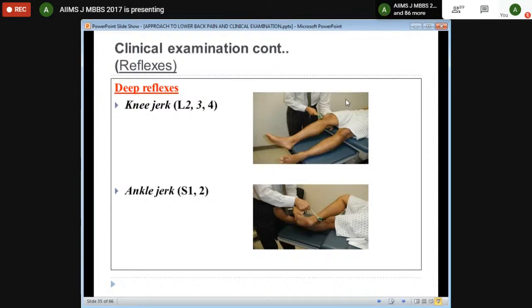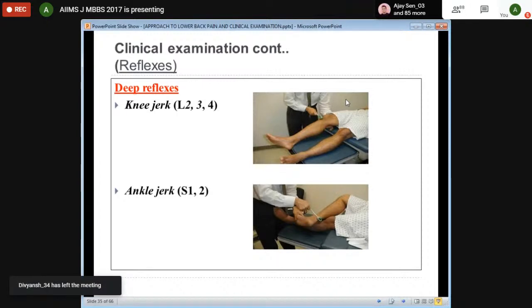Usually it is done in supine position. In supine position, you always support the knee with the other hand, and with the testing hand, you strike the patellar tendon. You will note the contraction of the quadriceps. That confirms the knee jerk is normal. The root values are L2, 3, 4.